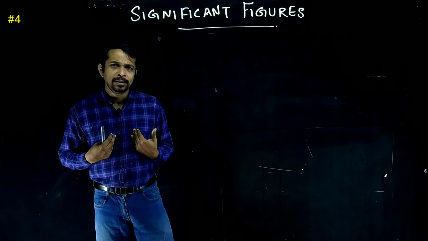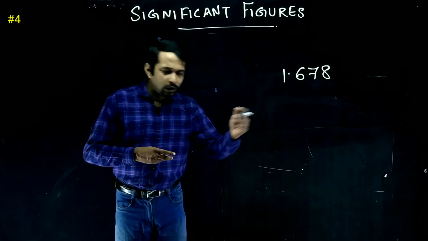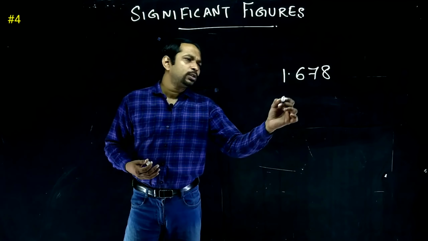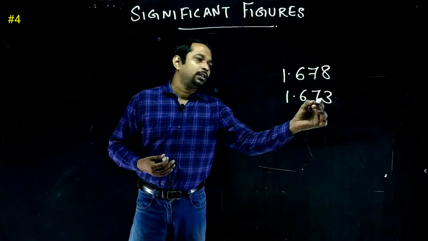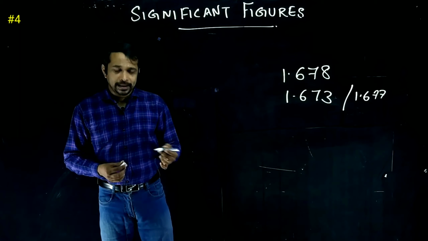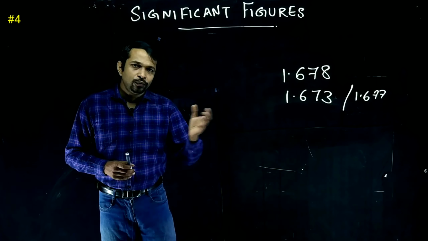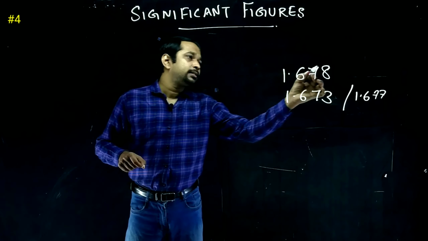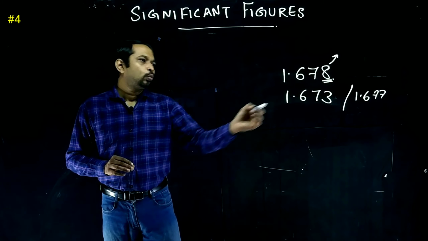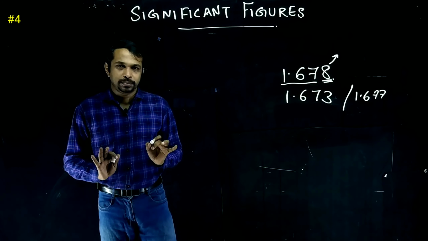For example, if I measure a value and I get 1.678, whatever be the unit, it doesn't matter right now, and if you are measuring, you may get some value around 1.673 or 1.677, right? So whenever we are writing a value like this, we are assuming that the last digit can be uncertain, while the other digits are accurate. Simply speaking, they are okay.